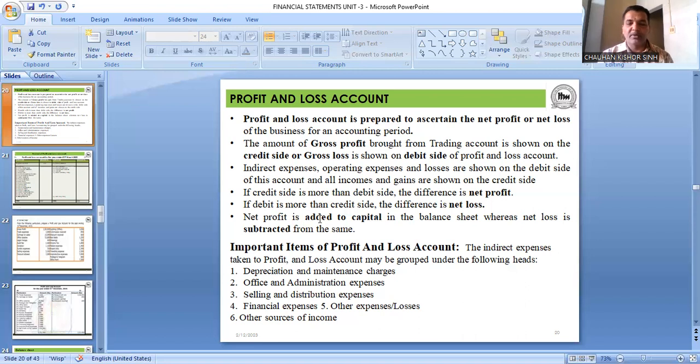Thereafter, on the debit side, we will record all the indirect expenses, as I said, like office and administration expense, selling and distribution expense, financial expense, even the depreciation on the assets which we charge, that is recorded in the profit and loss account. So after recording all this, you will get here net profit or net loss. Now let us see the format of the profit and loss account so that you can better understand how this account is prepared.